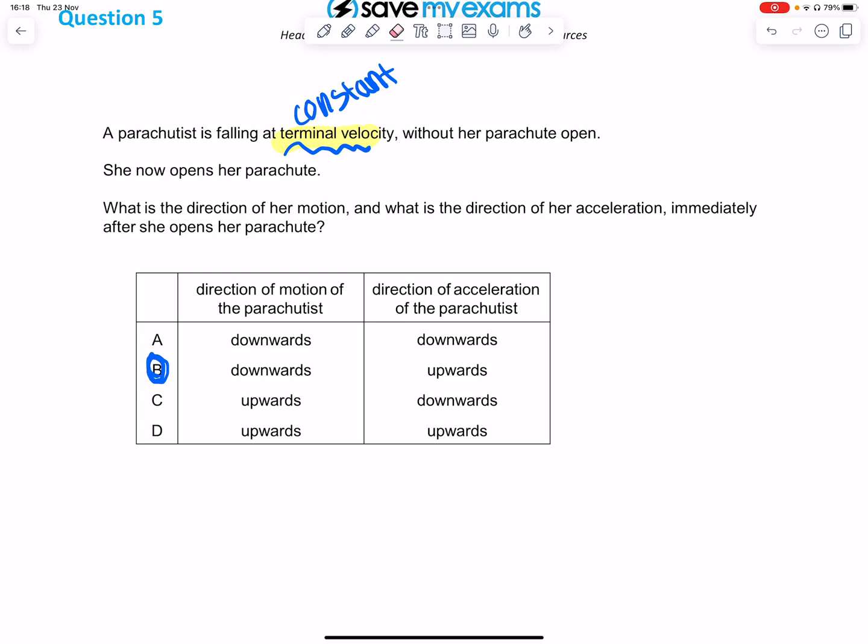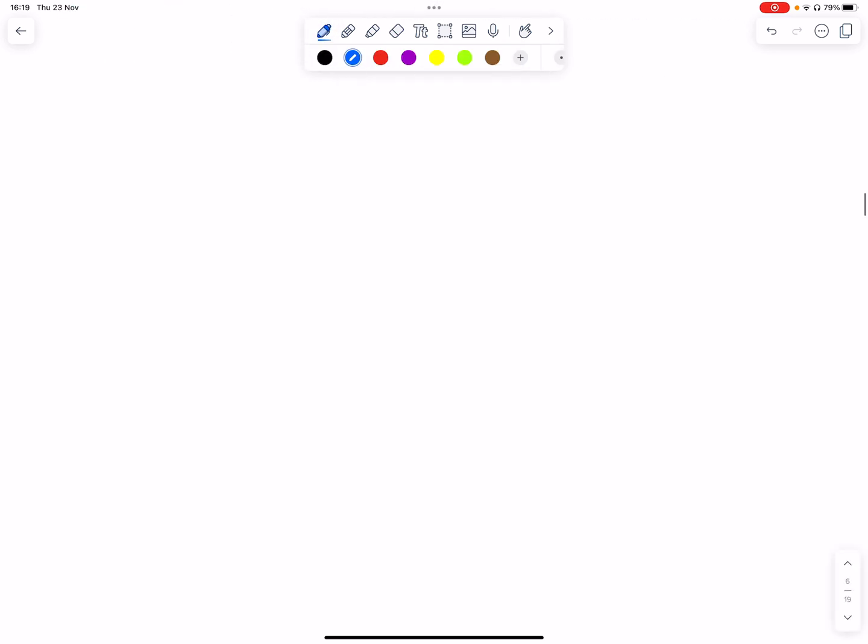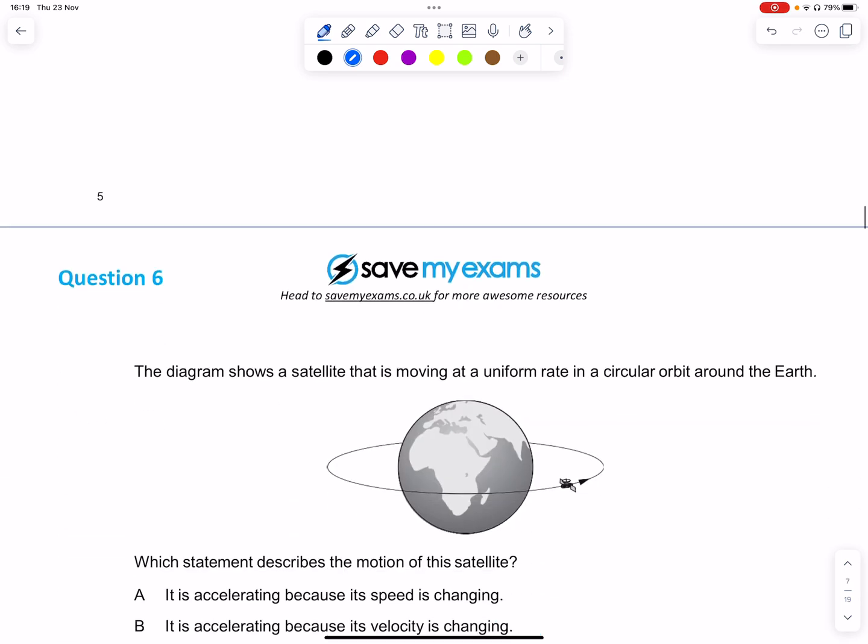But as soon as she opens her parachute, air resistance, which is a force, suddenly increases. So now the forces are not balanced, and there's a rapid increase in upward acceleration. And the only option which describes what I've said is option B. Another thing you have to note is that after the parachutist opens her parachute, obviously she will continue to travel downwards. Let's move on to the next question.